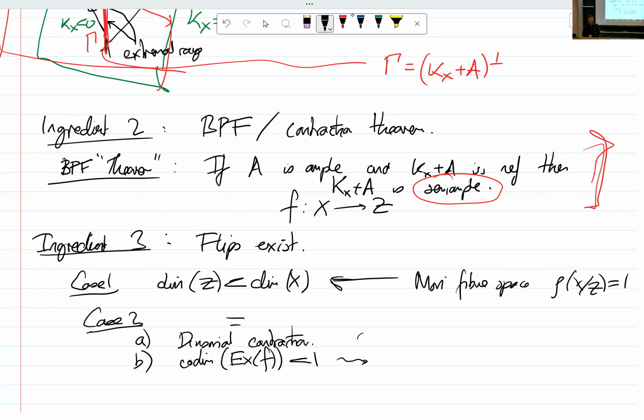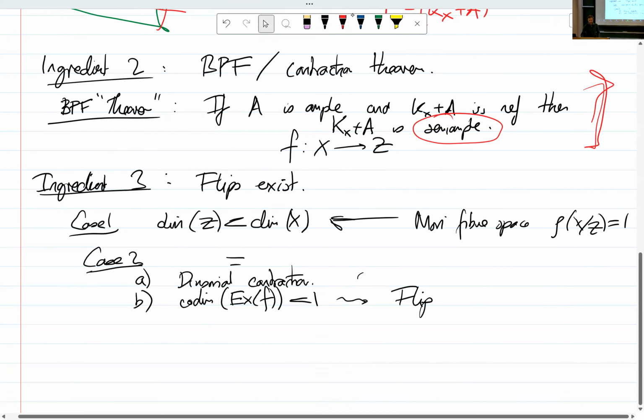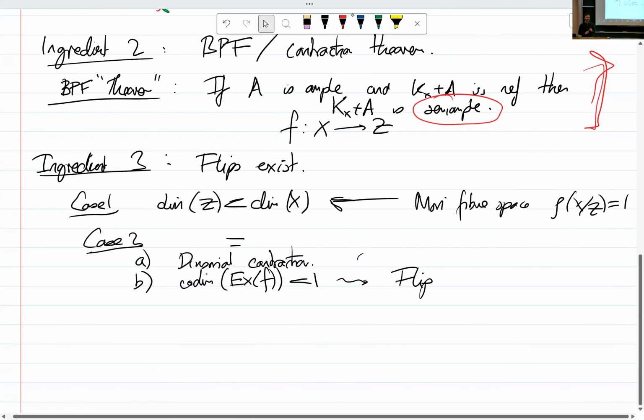Then Z is not nice, and instead you have to use a flip and continue from the flip. But I'm not going to actually say what a flip is. It's just this other thing you have to have.